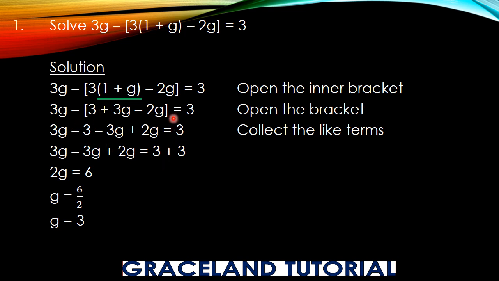Then minus 3 will move to the right hand side, and that turns to plus 3. 3g minus 3g is 0. 0 plus 2g will give 2g, which is equal to 3 plus 3, and that is 6. Divide both sides by 2. 2g over 2, 2 cancels 2, and you are left with g. Then you have 6 over 2. 2 into 6 will be equal to 3. So our final answer will be g equal to 3.